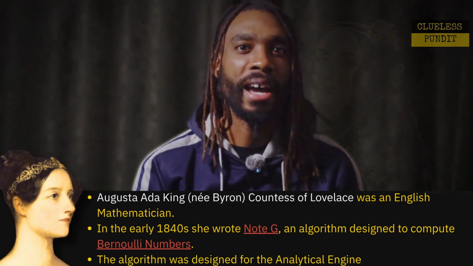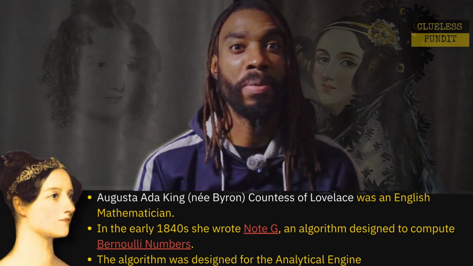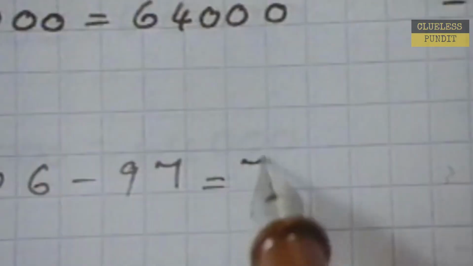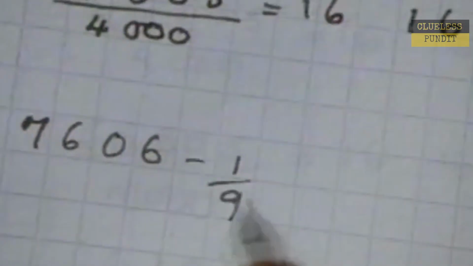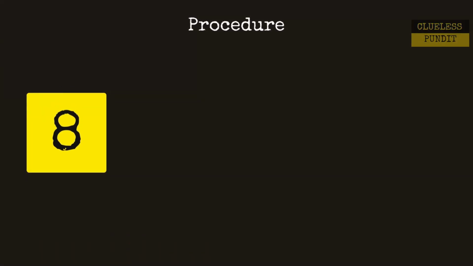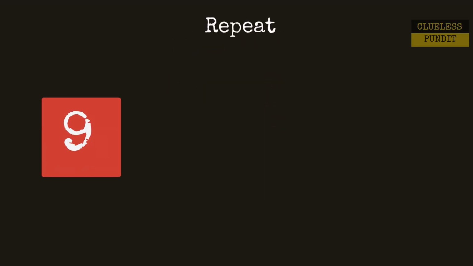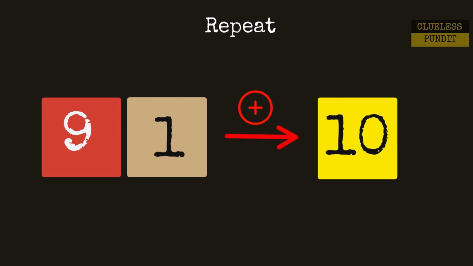Before we can understand why the simulation went wrong, we need to understand what Note G was supposed to do. The short version is this. Ada Lovelace was not just writing down a calculation. She was describing a procedure. A calculation is something a person can do step by step on paper. A procedure says, take this value, put it there, combine it with that value, store the result, reuse it later, then keep going until the job is done.